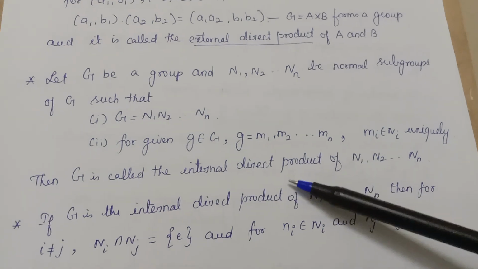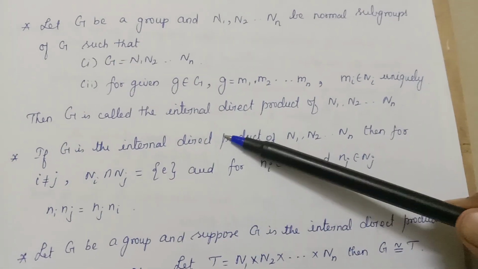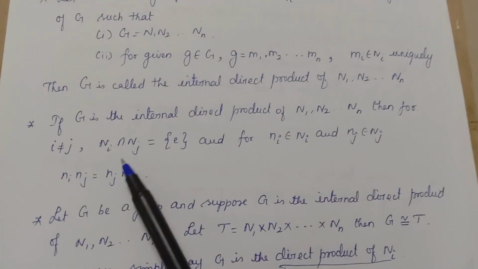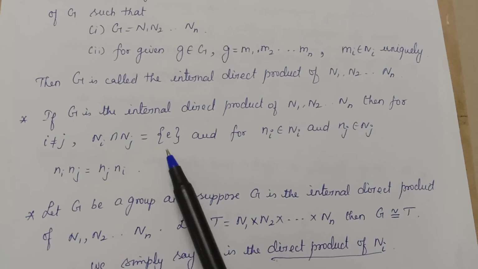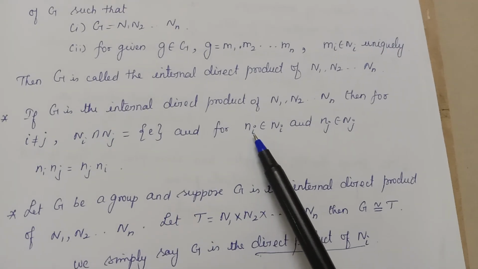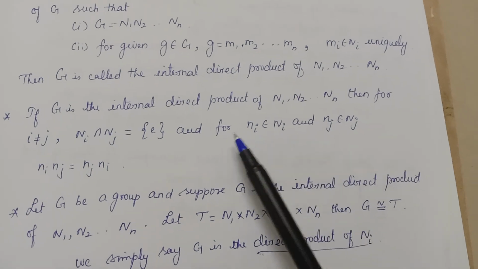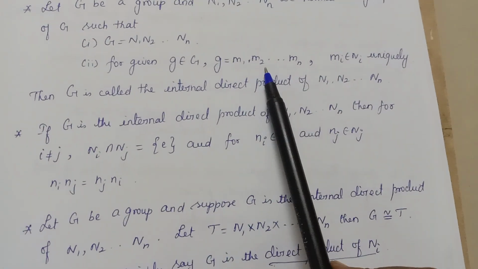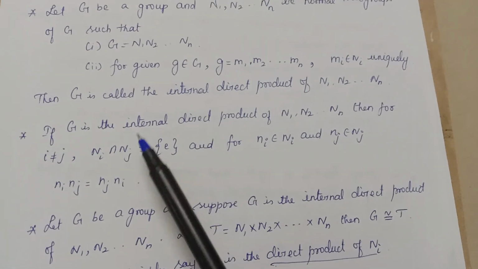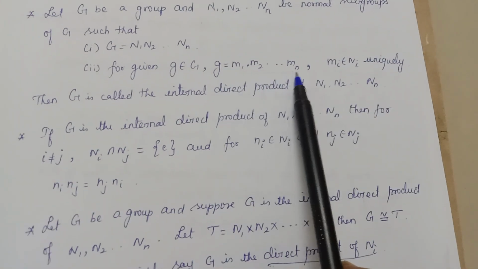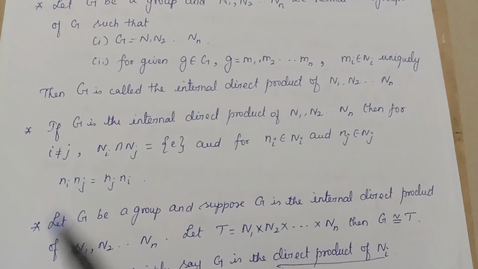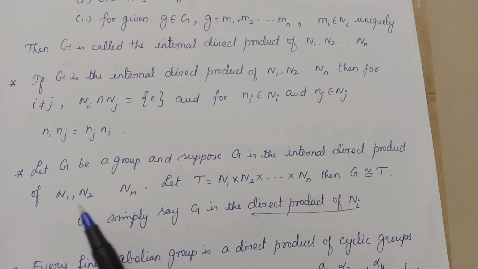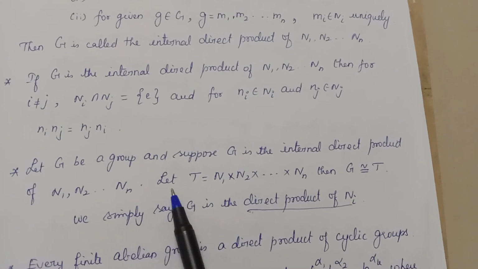Right. Next one: if G is the internal direct product of N1, N2, etc., Nn, then the intersection of Ni with Nj equals {e}, and it is commutative. That is, if you take any elements ni and nj belonging to the sets, then ni nj equals nj ni. This will give you the unique representation for every element of capital G. This property gives you the unique representation of g belonging to capital G. Okay, then let G be a group, and suppose G is the internal direct product of N1, N2, etc., Nn.